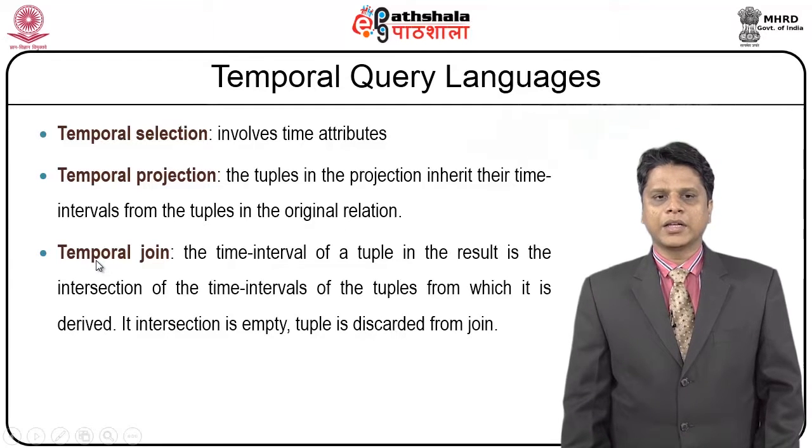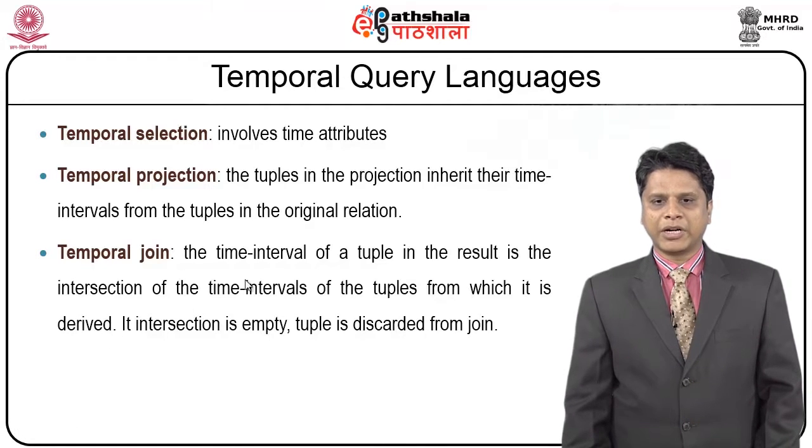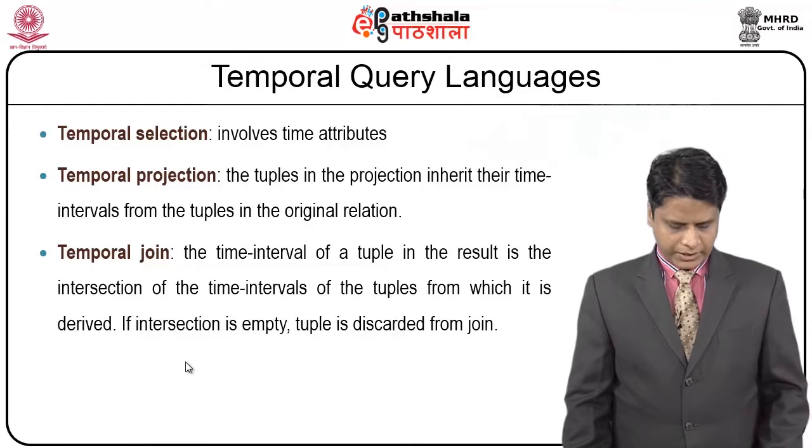And finally, temporal join, where the time interval of a result tuple is the intersection of the time intervals of the tuples from which it was derived. So it will be the intersection of both time intervals from the selection list. If the intersection is empty, the tuple is discarded completely from the join.